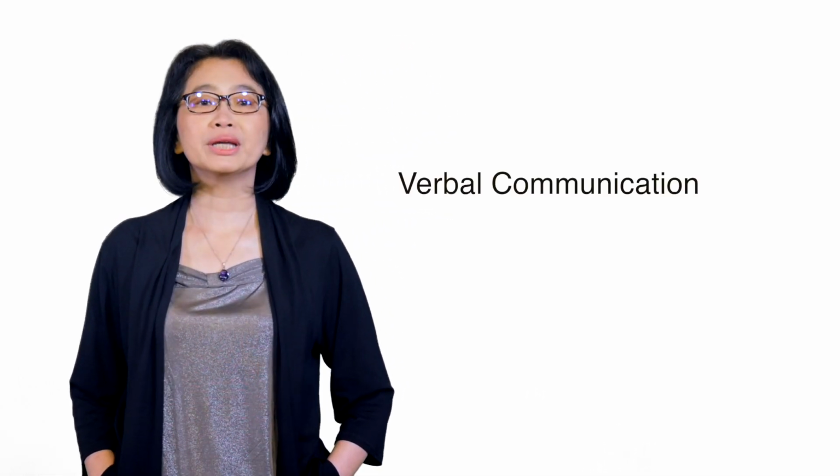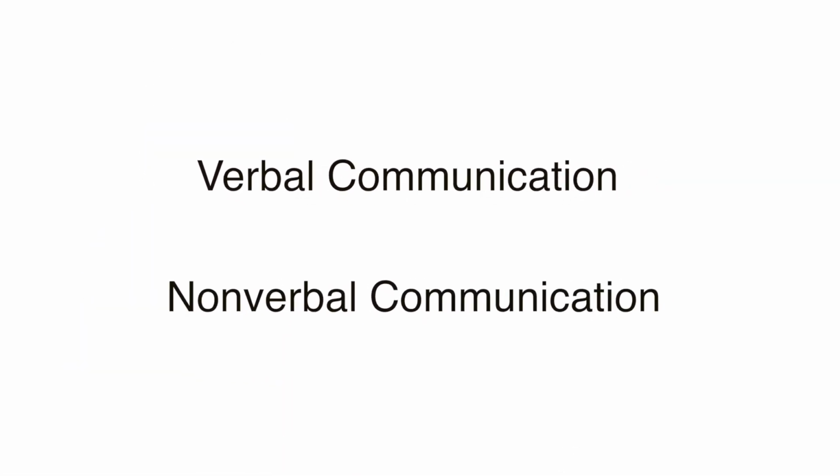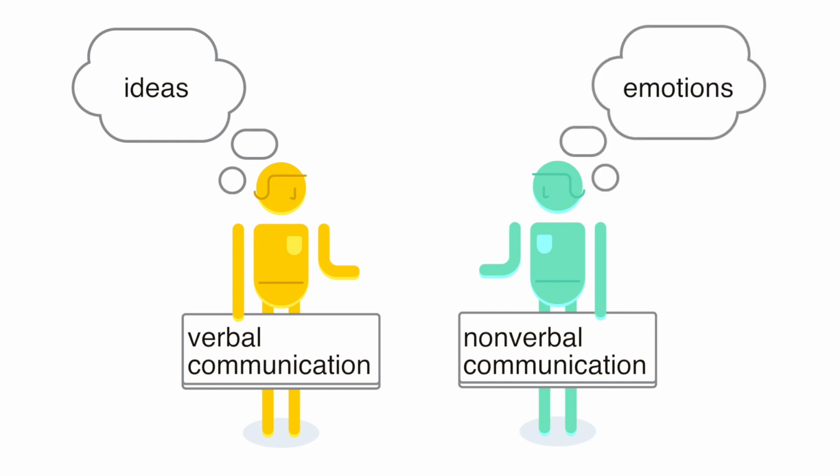Hi everyone. Today we're going to talk about Unit 5, Nonverbal Communication. Human communication can be roughly divided into two major types, verbal communication and nonverbal communication. Generally speaking, with the former, it is easier for people to communicate ideas and concepts, while the latter is more for people to communicate emotions.